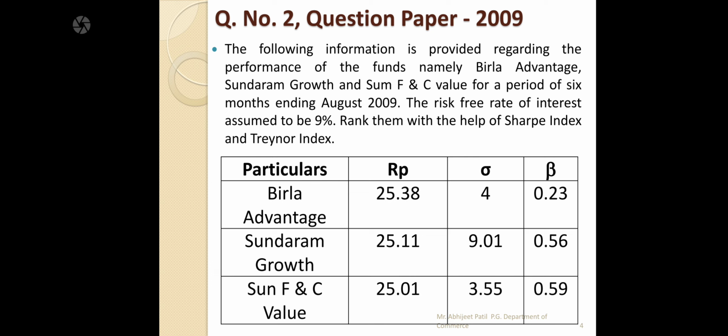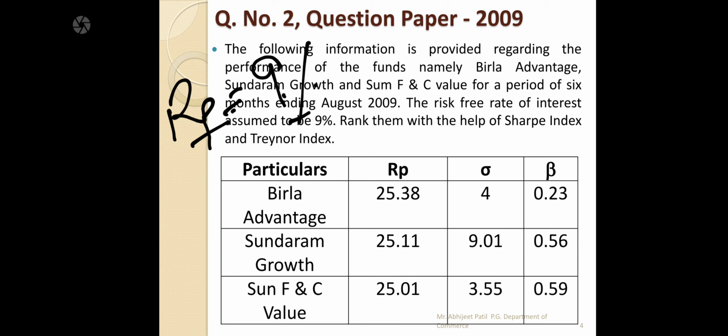Then we'll move to question number 2. This question was asked in the RCU question paper, 2009. The following information is provided regarding the performance of funds, namely Birla Advantage, Sundaram Growth, and Sun FC, for a period of 6 months during August 2009. The risk-free rate of interest is given as 9%, that is, your RF value is 9%. Rank them with the help of the Sharpe and Treynor index.